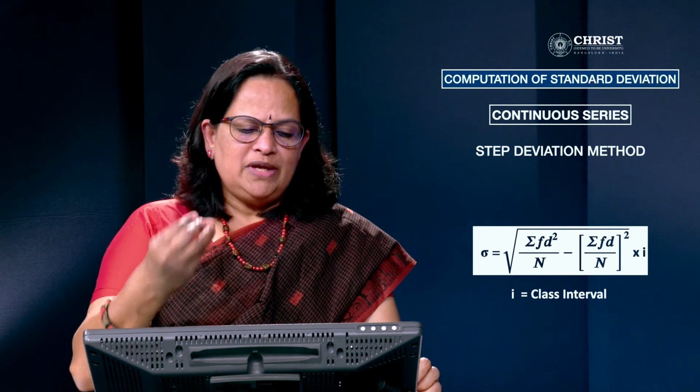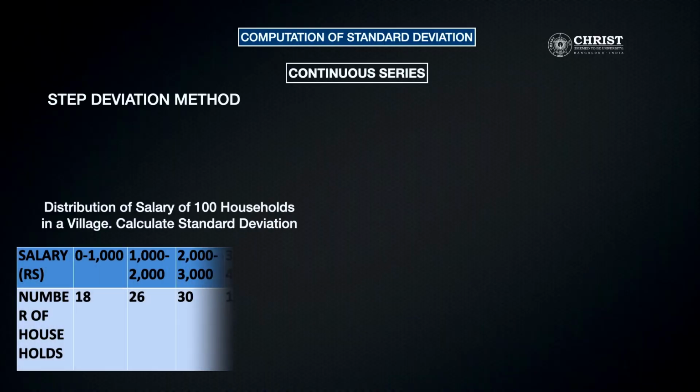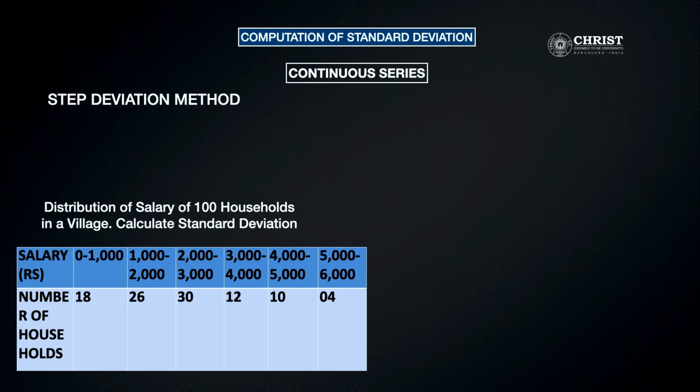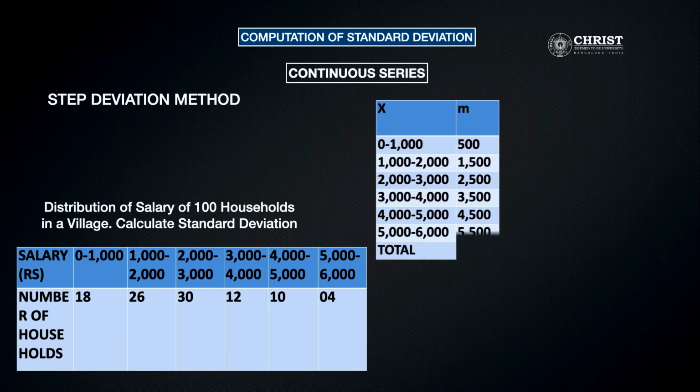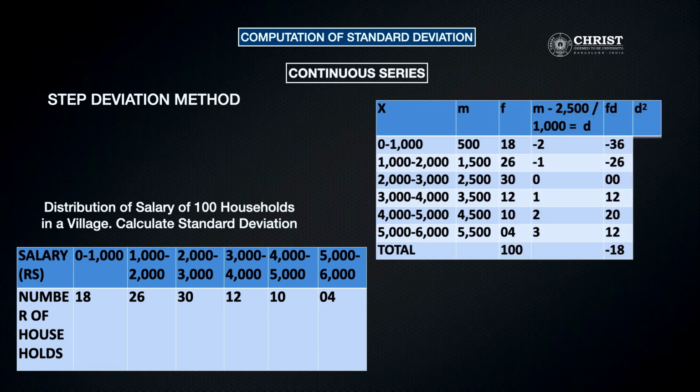With one problem we can explain this. The following table gives the distribution of salary of 100 households in a village. Calculate standard deviation. Salary in rupees: 0 to 1000, 1000 to 2000, 2000 to 3000, 3000 to 4000, 4000 to 5000, 5000 to 6000. Number of households: 18, 26, 30, 12, 10 and 4. Now the solution we can see in the table. The only difference is that d we are dividing with the class interval, that is 1000 is the class interval here.